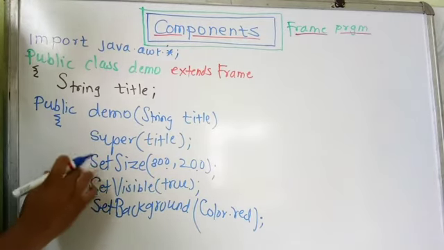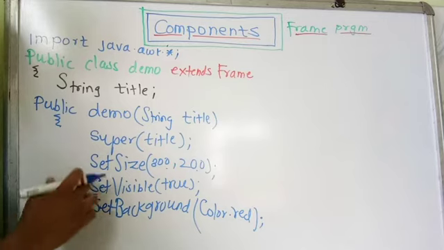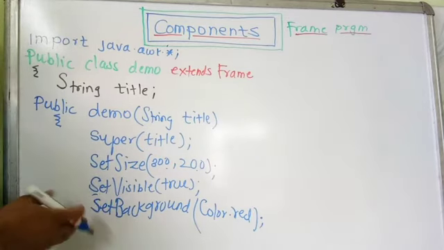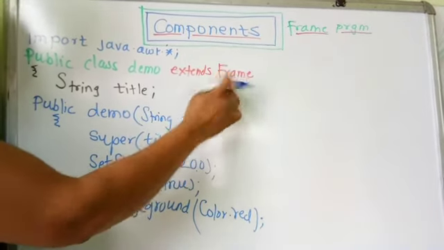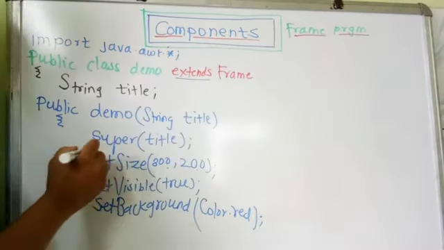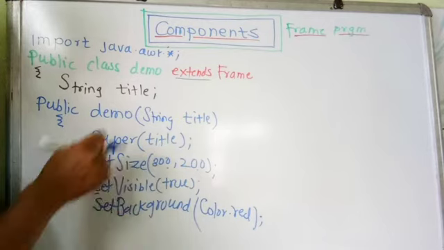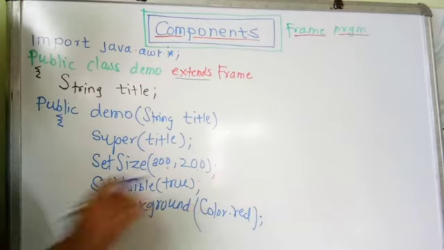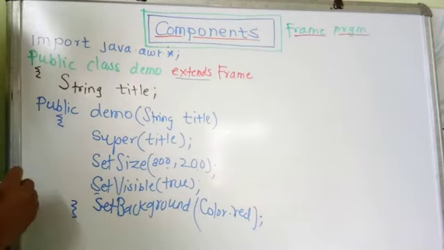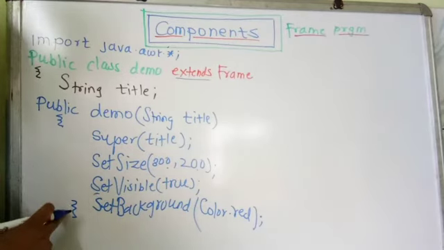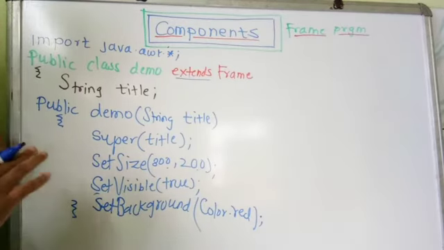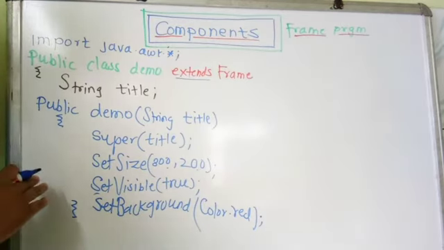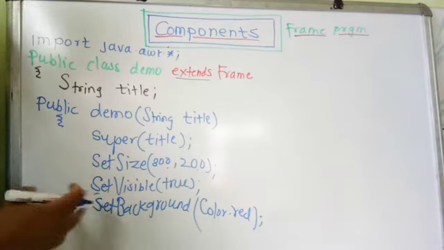So here we had created the setSize and setVisible methods. Which mechanism supported us to use these methods? That is the frame mechanism. We had extended the Frame, so the setSize and setVisible methods automatically come with it, and we had used the background method. Now we will complete the Demo constructor part.